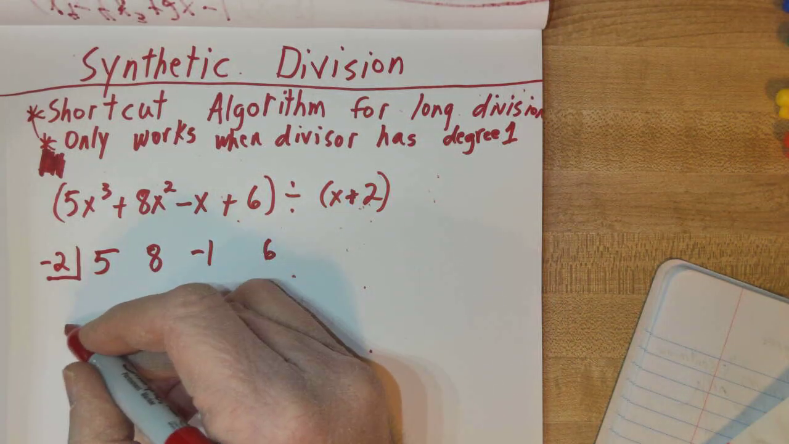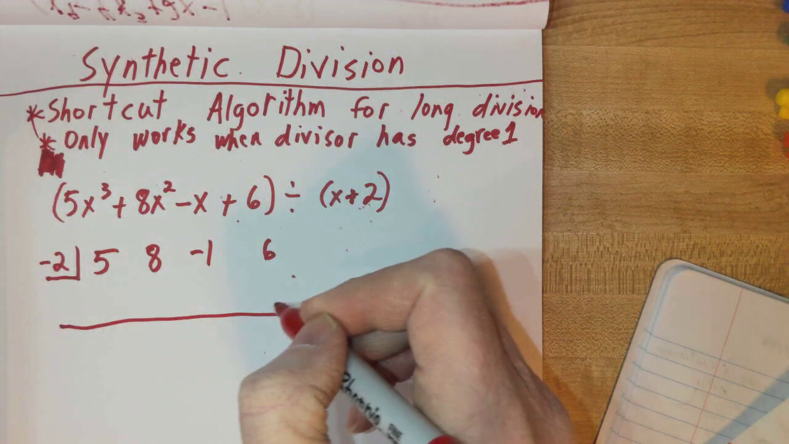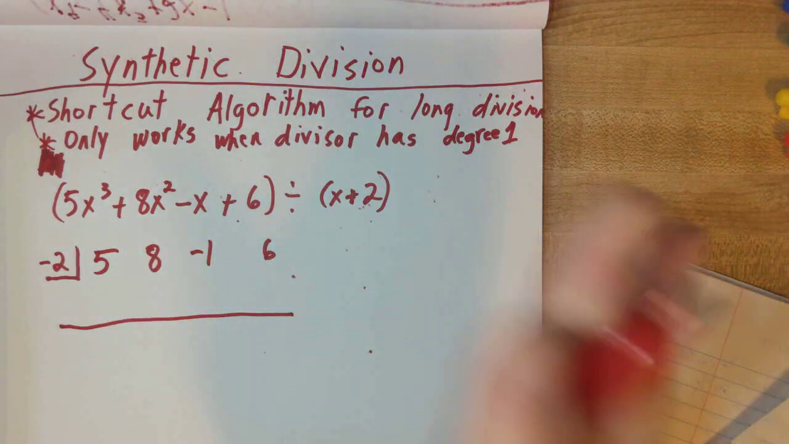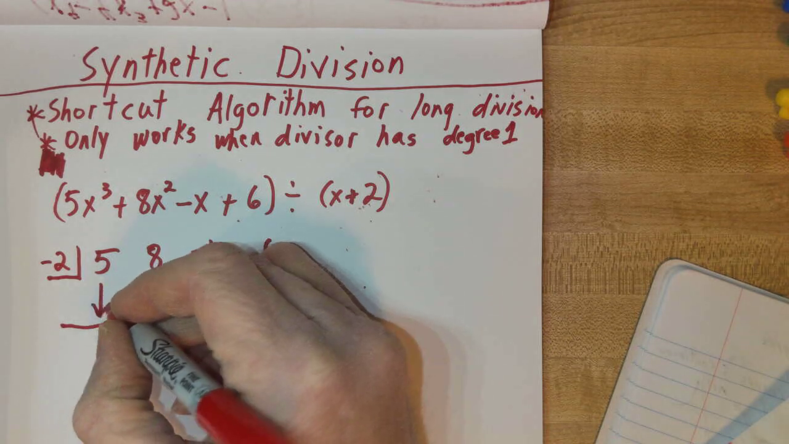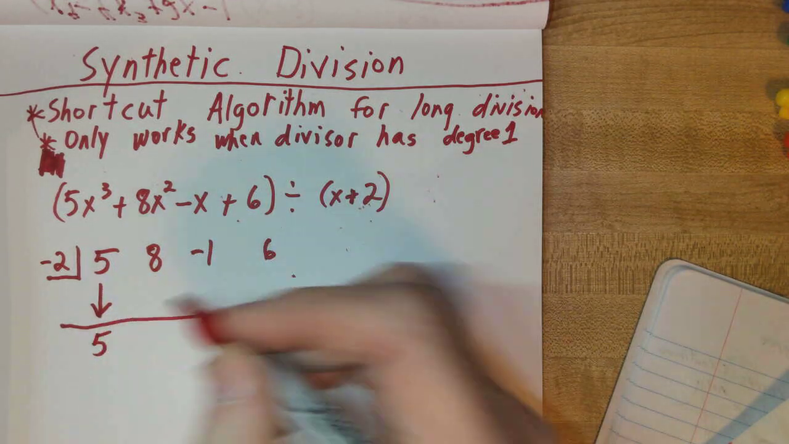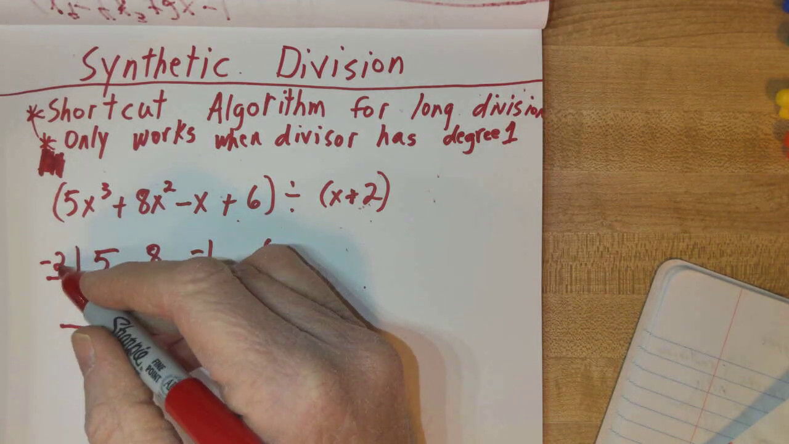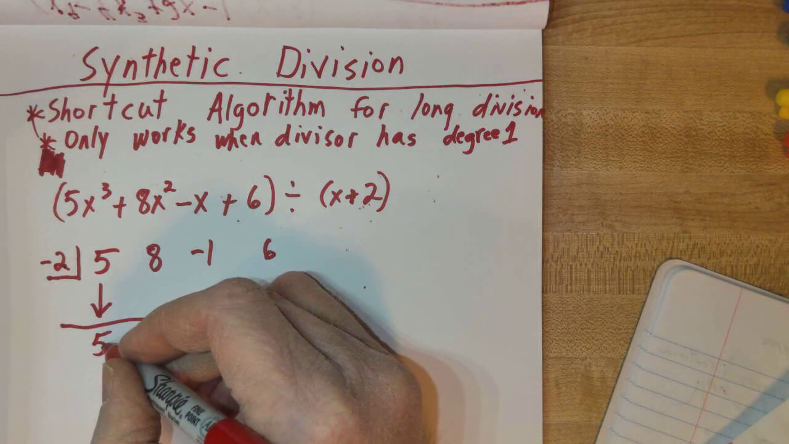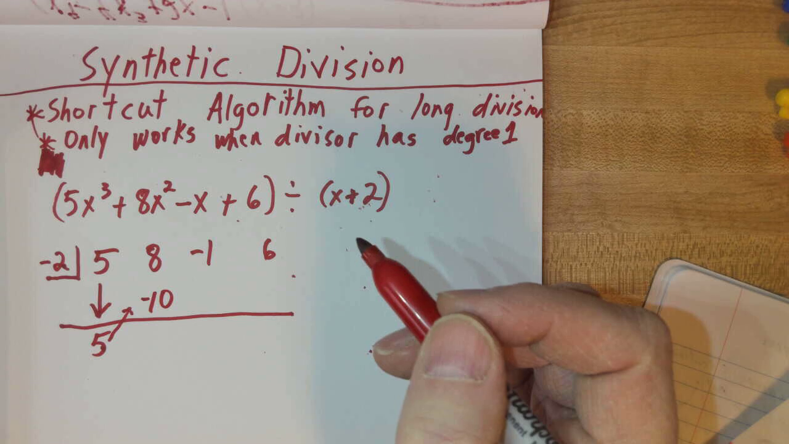Then I skip a line, and then I draw a line down here, because I'm going to do some calculations in between here and below the line. So this is the setup, and the first step you do is you bring down the 5. Now, once a number is below the line, you multiply in the box. Negative 2 times 5, which you bring up to here, is negative 10.